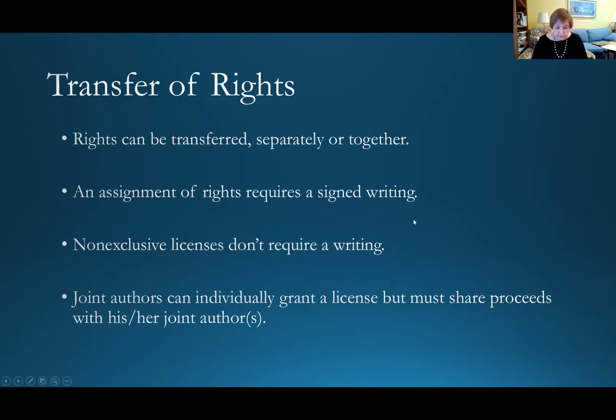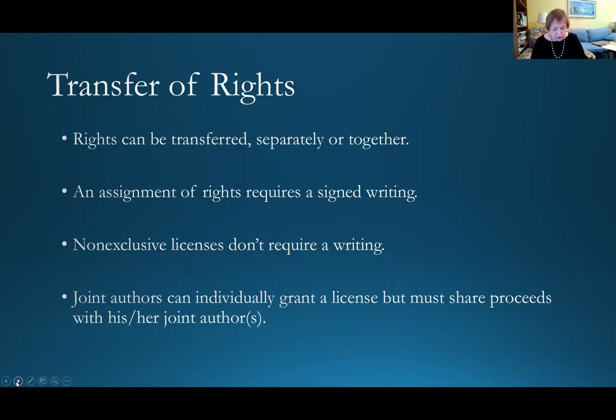If you want to assign rights, you have to get an assignment in writing, and I think probably all these journals do that. Non-exclusive licenses don't require a writing, so when you get permissions and things like that, you don't need a writing. However, you always have to think as a lawyer of what could happen, and what could happen is you want to do something different, and the party that you got the permission from says, I didn't agree to that. So it's always better to get it in writing.